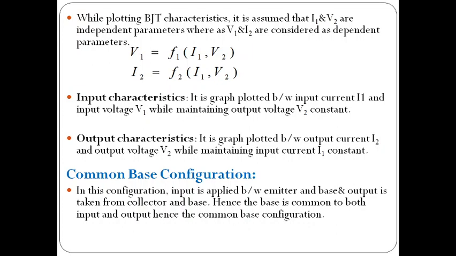First, we'll discuss the common base configuration, which was already discussed previously. We consider the base terminal common to both input and output, the emitter terminal connected to node 1 and the collector terminal connected to node 2. In this configuration, the input is applied between the emitter and base, and the output is taken from the collector and base. Here the base is common to both input and output. Hence this configuration is called common base configuration.